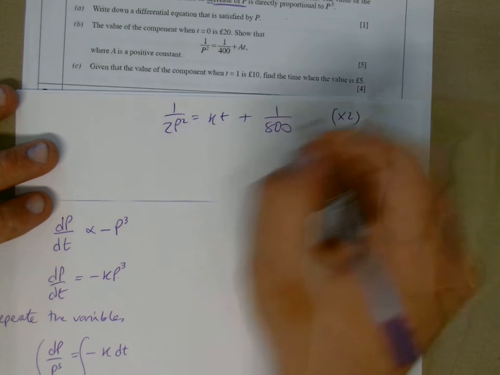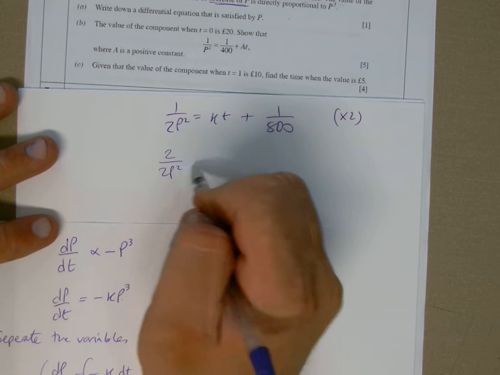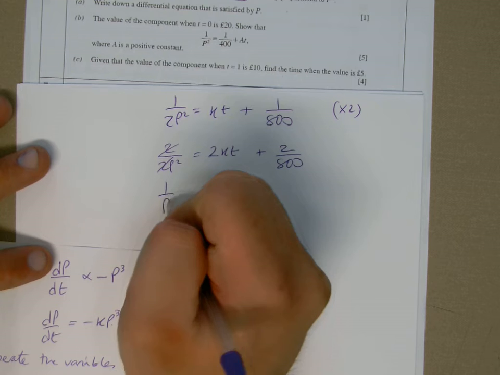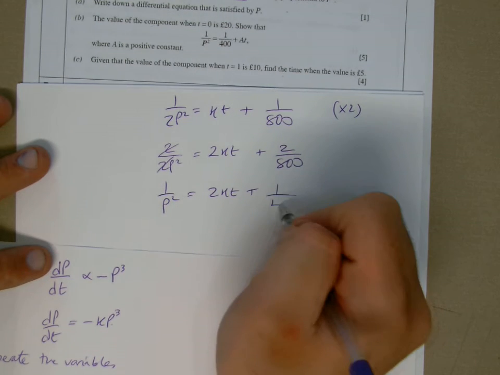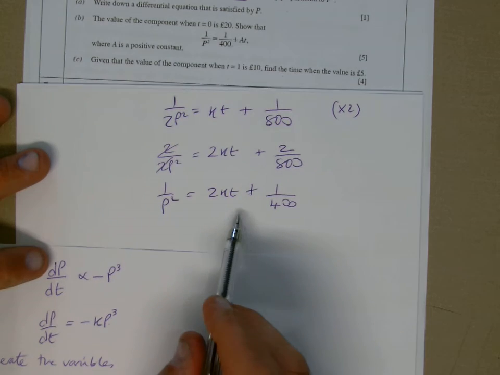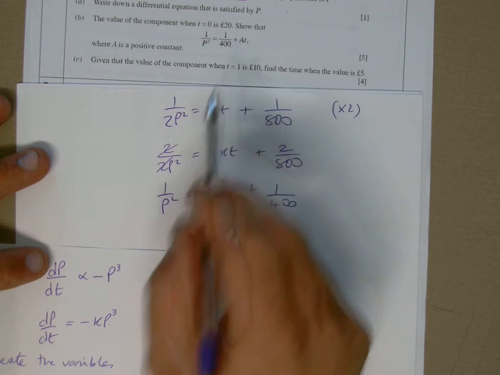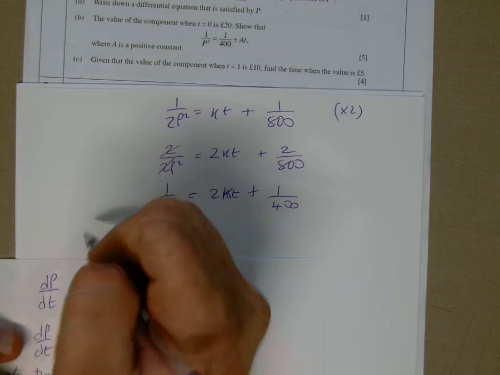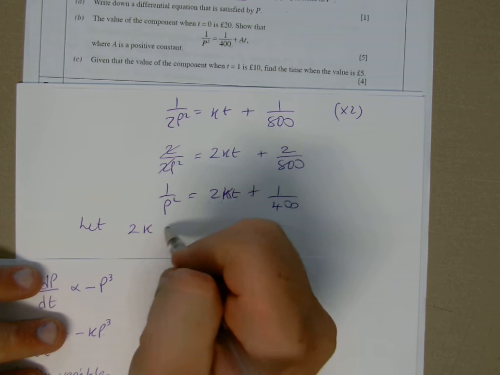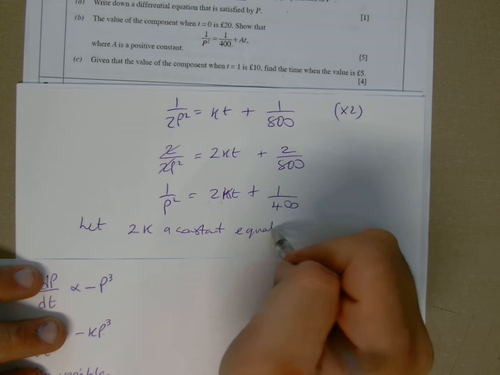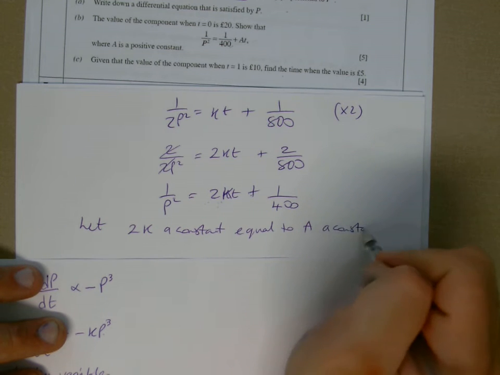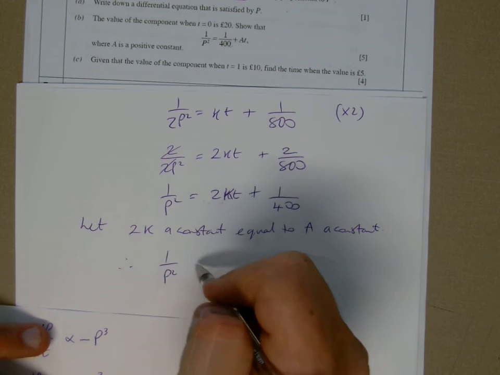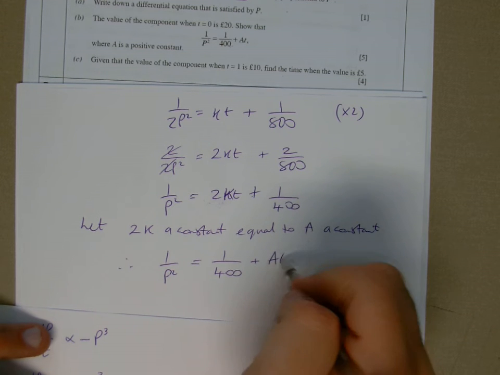So if I times through by 2, I'll have 2 over 2p squared equals 2kt plus 2 over 800. So I get 1 over p squared equals 2kt plus, simplifying, 1 over 400. Now you might be thinking, you've got 2k here, and they've got a there, but that's okay, because k is a constant. If k is a constant, 2k will also be a constant. So we can just rename that. Let 2k, which is a constant, equal a. We're allowed to do that because it's a constant, so we can call it anything we want. So 2k we can rewrite as a. Therefore 1 over p squared equals 1 over 400, as they've got, plus at.